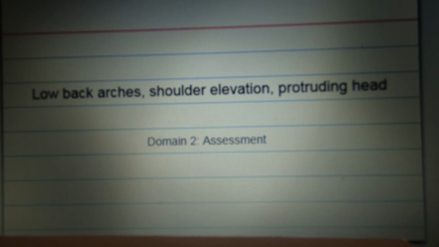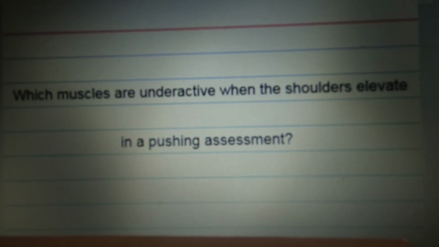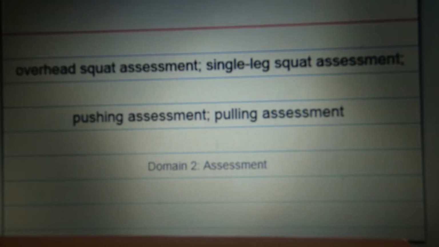What movement compensations can be observed during the pushing assessment? Low back arches, shoulder elevation, protruding head. What is the view for single leg squat assessment? Anterior. Which muscles are underactive when the shoulders elevate in a pushing assessment? Middle and low trapezius. What are the dynamic postural assessments movement? Overhead squat assessment, single leg squat assessment, pushing assessment, and pulling assessment.